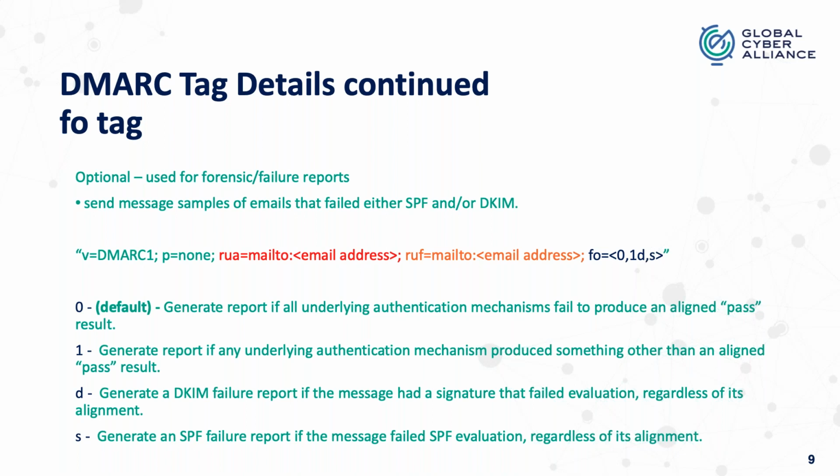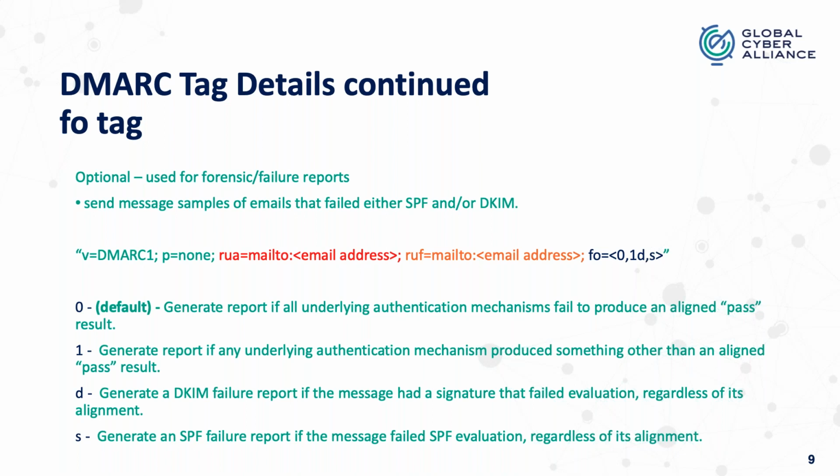Okay, the next option is 1: generate a report if any underlying mechanism produces something other than an aligned pass result. Right, because in some cases, some systems don't say fail, but they'll say fail unaligned or a different option. So that's why a lot of people end up using FO equals 1. So if it doesn't see a pass or if there's any other option in there, that's what it'll generate back.